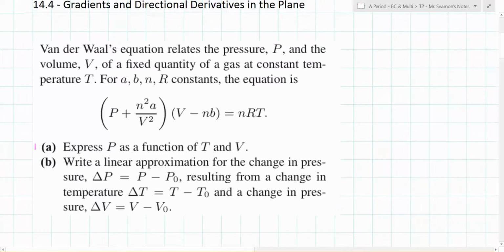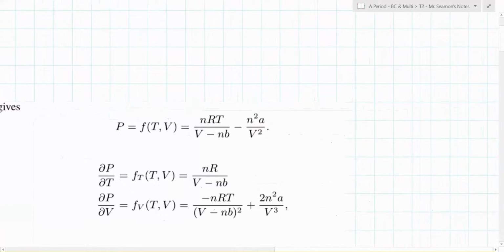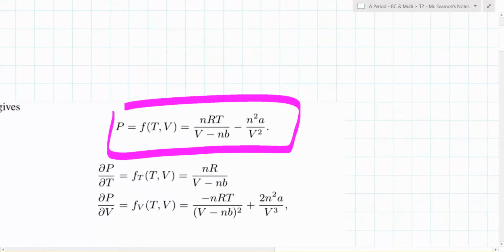This one is just algebra. So also, you have the answer key, don't you? I've given you the answers. So for A, when you do the answer key, all you're doing is isolating P. If you isolate P, it's a nice way to isolate it right there.